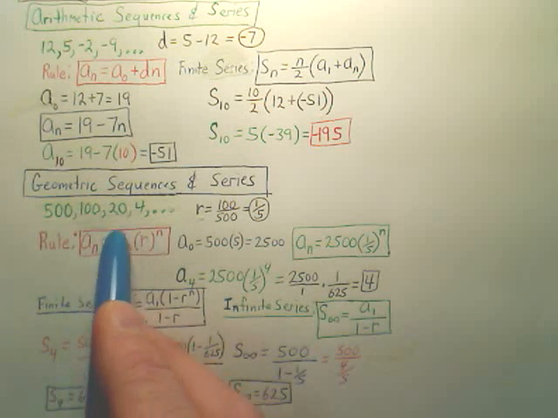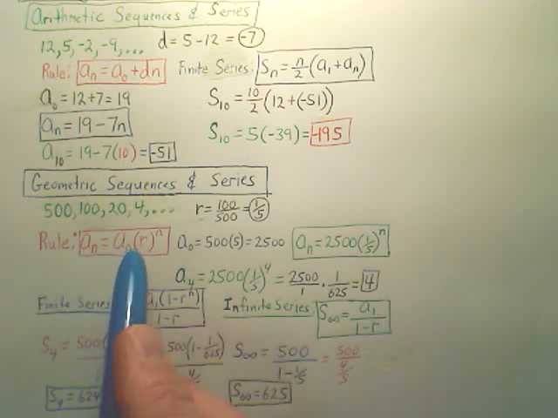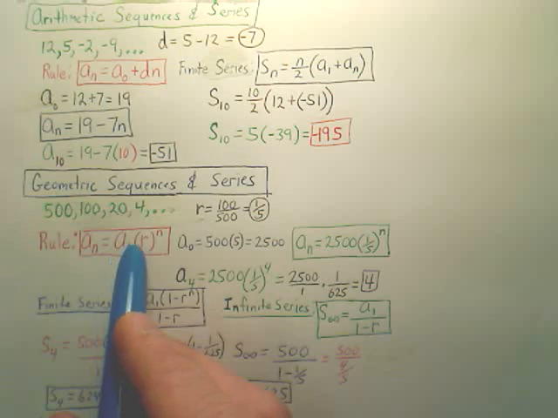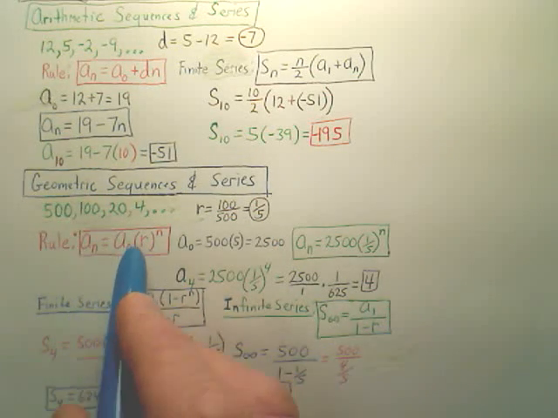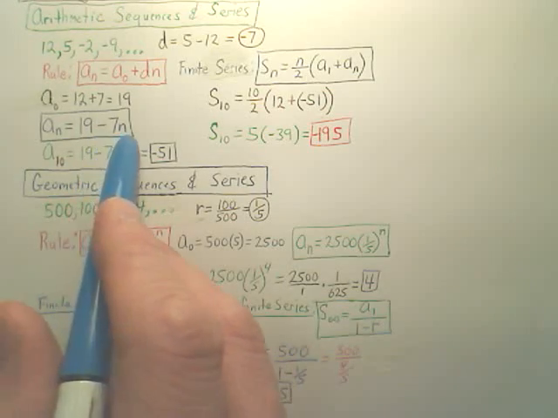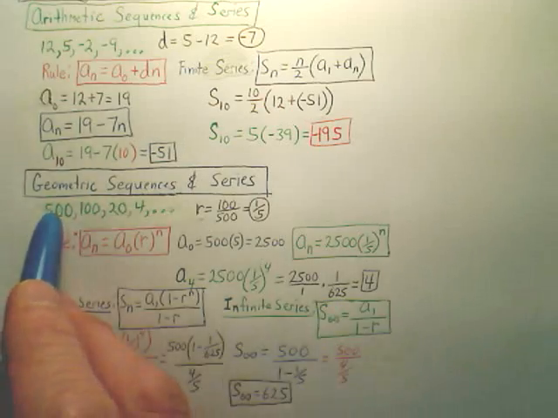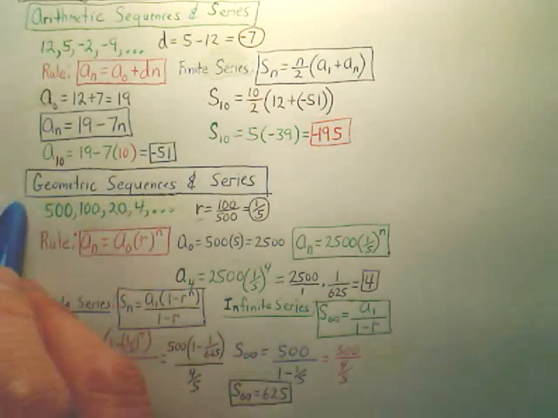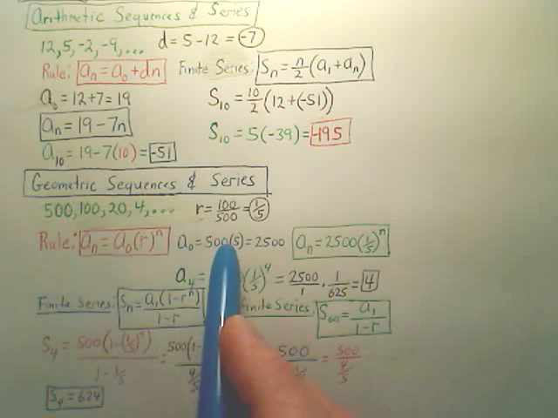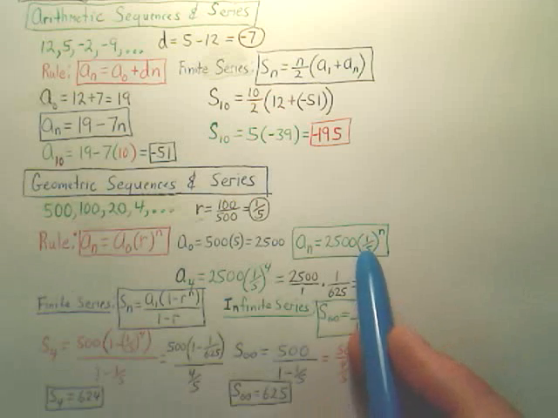Now, the rule right here for a geometric sequence is very similar, but what you're doing is starting with the 0 term, and you're multiplying by r n times. Here you're subtracting 7 n times. So first we have to find A0. If we're dividing by 5 this way, you're multiplying by 5 this way. So if we take 500 and multiply by 5, we get 2,500. That's my A0, and my r is 1/5.